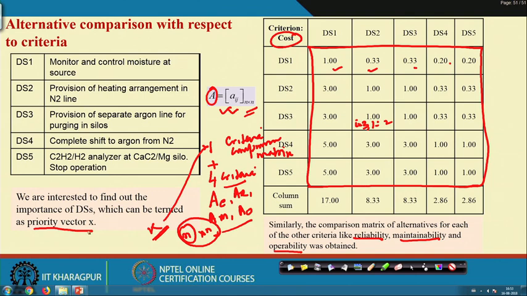So, if there are k criteria, there is one comparison matrix amongst the k criteria and k comparison matrices amongst the alternatives, here the design solutions. In our example, there are 4 criteria and we have 5 design solutions. So, in total there are 5 comparison matrices: 4 with respect to each of the criteria for the alternatives and 1 for the criteria.